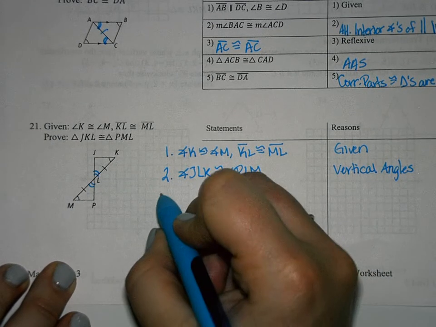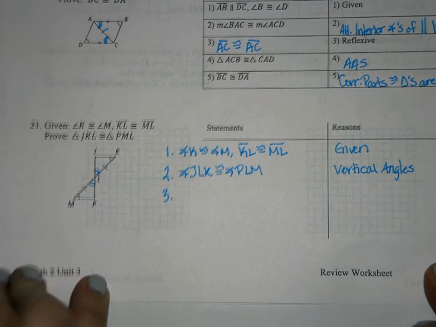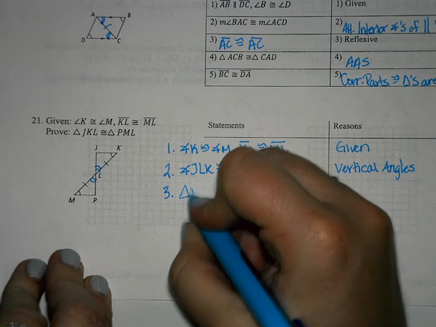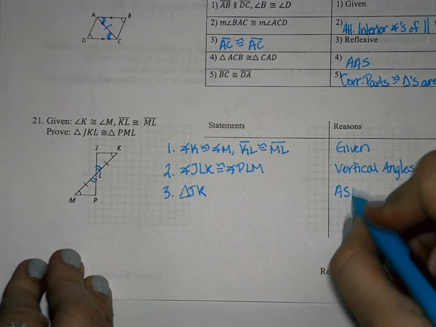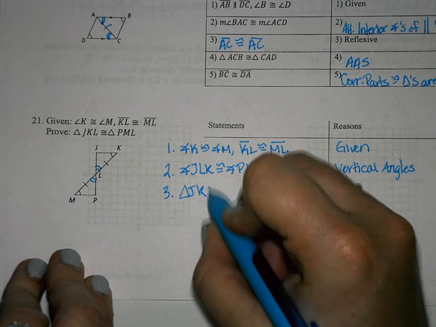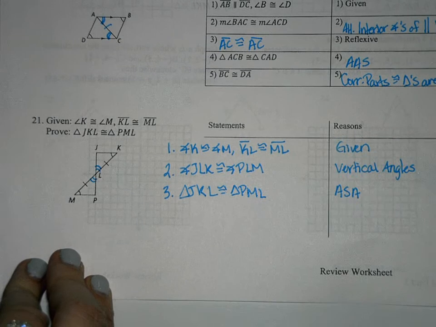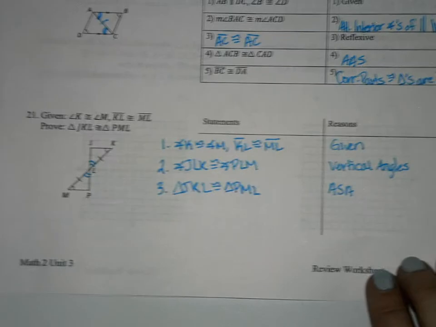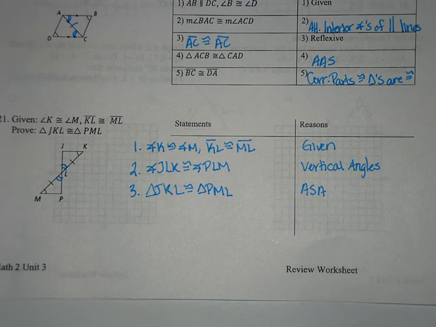So do we have enough marked on our picture to say the triangles are congruent? By what reason? Angle, side, angle. So triangle JKL is congruent to triangle PML by angle, side, angle. How many of you guys got that one on your own? Good. All right.